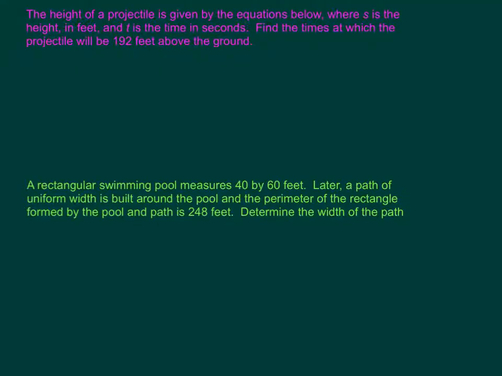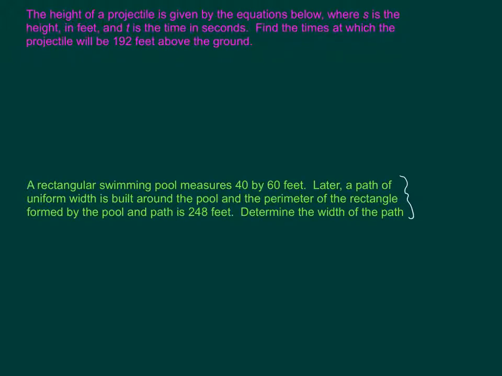On this slide, we have 2 more applications, and to keep this video shorter than it should be, I'm only going to work on this bottom one for now. This is a rectangular swimming pool that measures 40 by 60 feet. Later, a path of uniform width is built around the pool, and the perimeter of the rectangle formed by the pool and the path is 248 feet. Determine the width of the path.